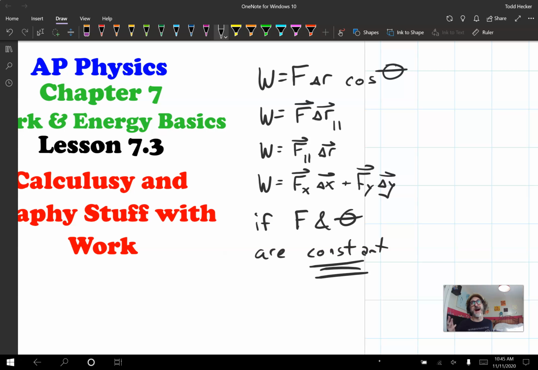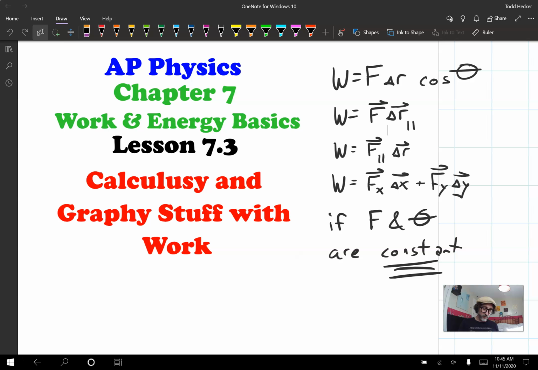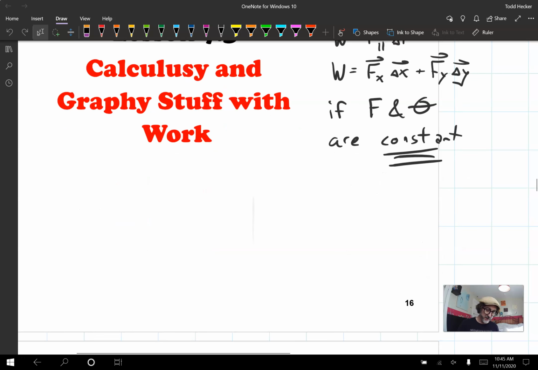But what if they're not? If your force is not constant, then you wouldn't be able to do any of these, because your components and your forces would always be changing. So what happens if the force is not constant?